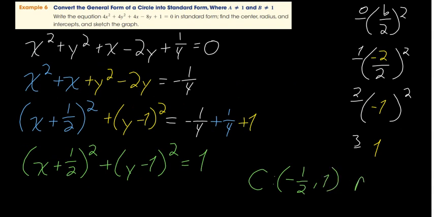All right, but anyways, my center is located at -1/2 and a positive 1. And my radius, okay, again, r squared. Well, this is pretty easy. What's the square root of 1 squared? Well, that's just 1. So we put it in standard form. We found the center and radius. Now we have to do the intercepts.